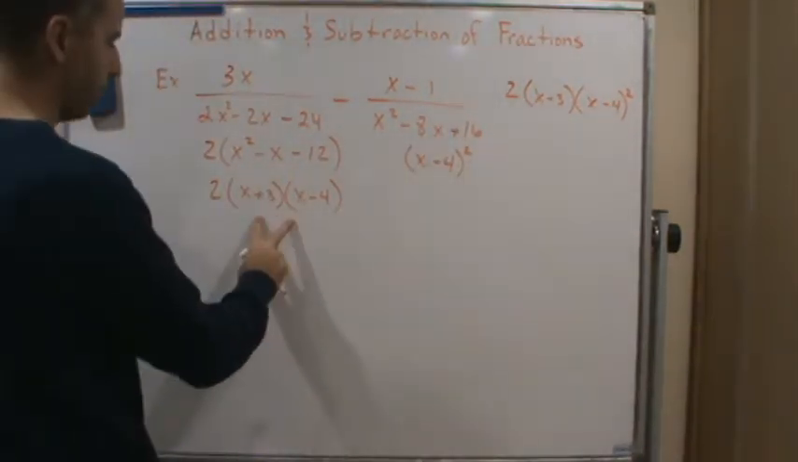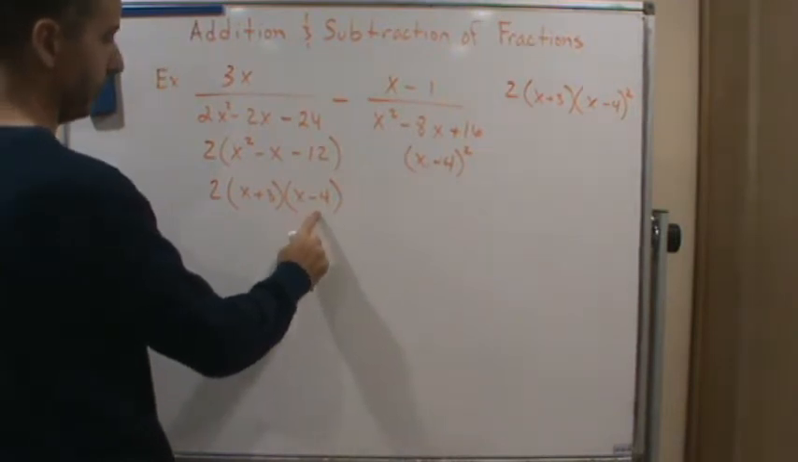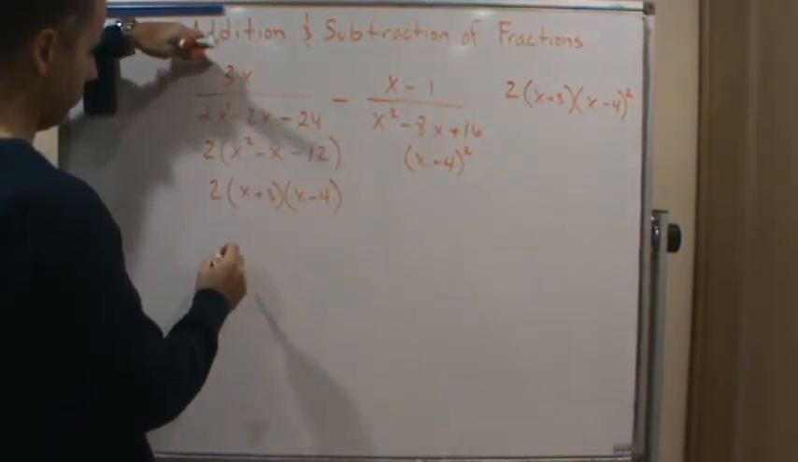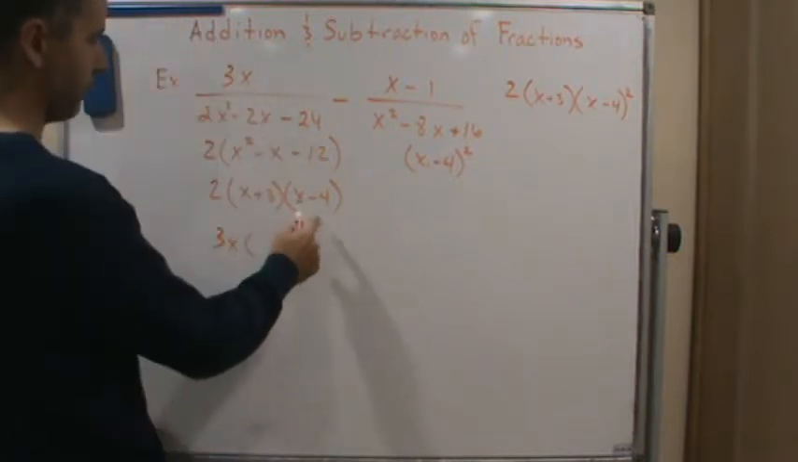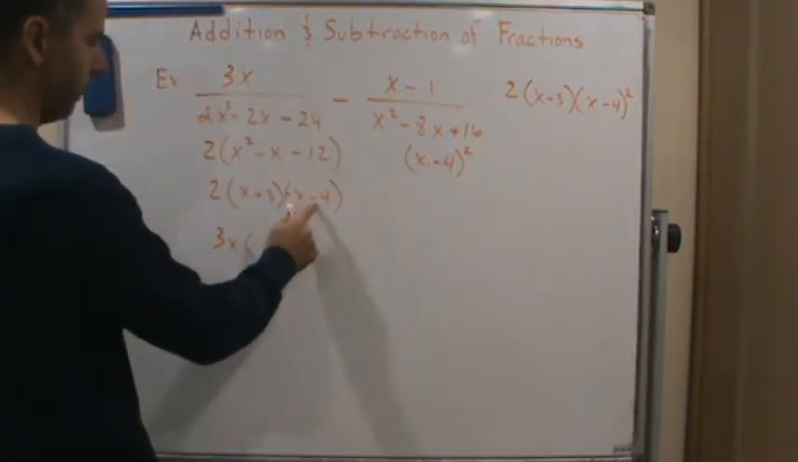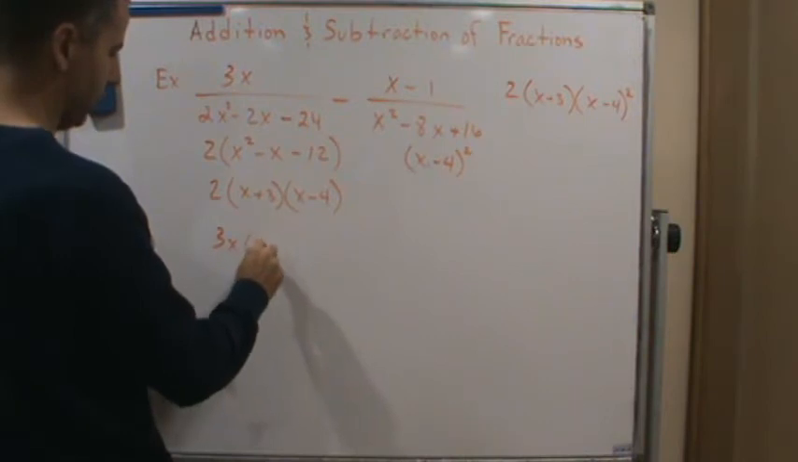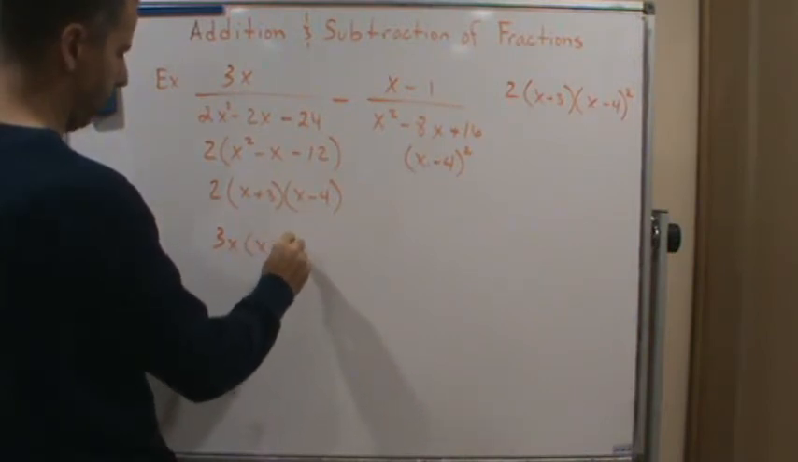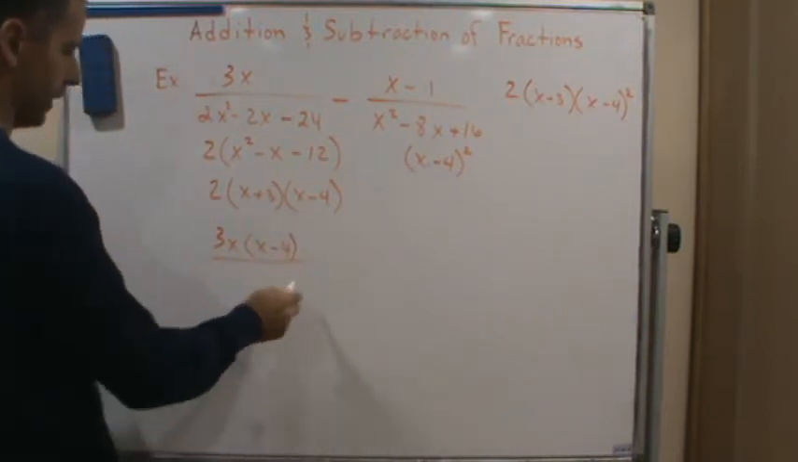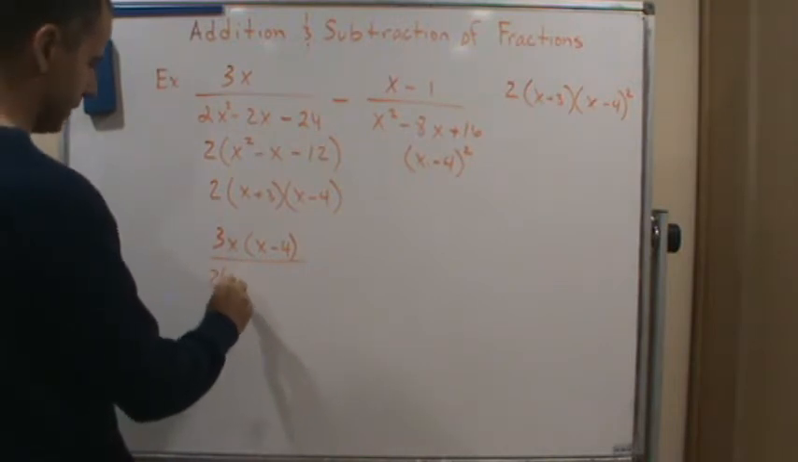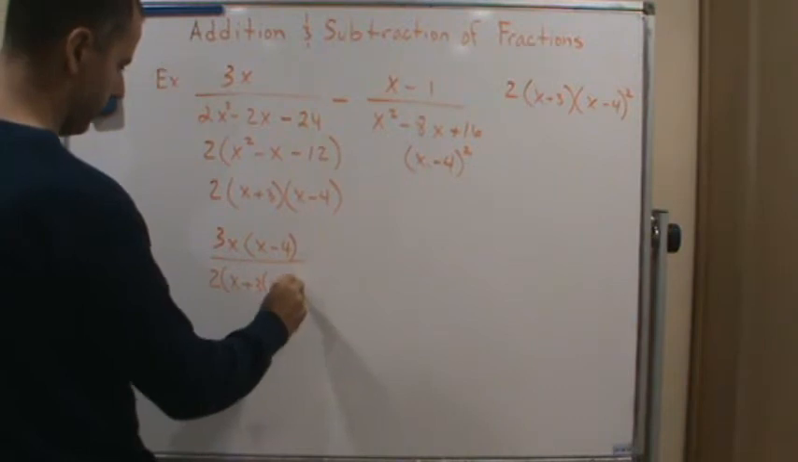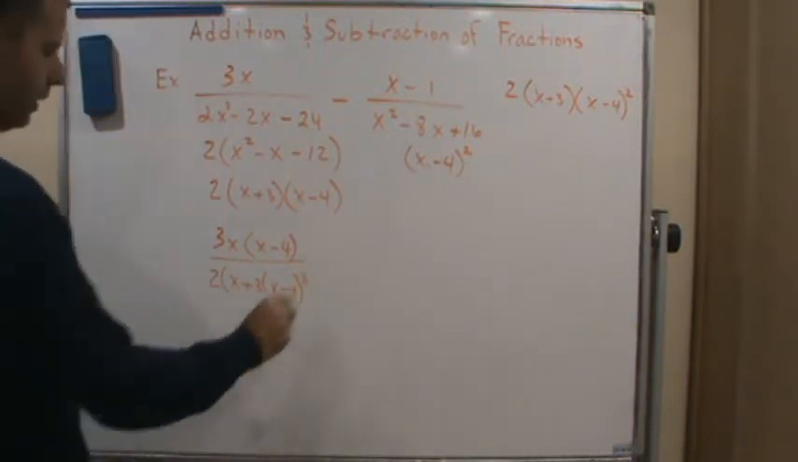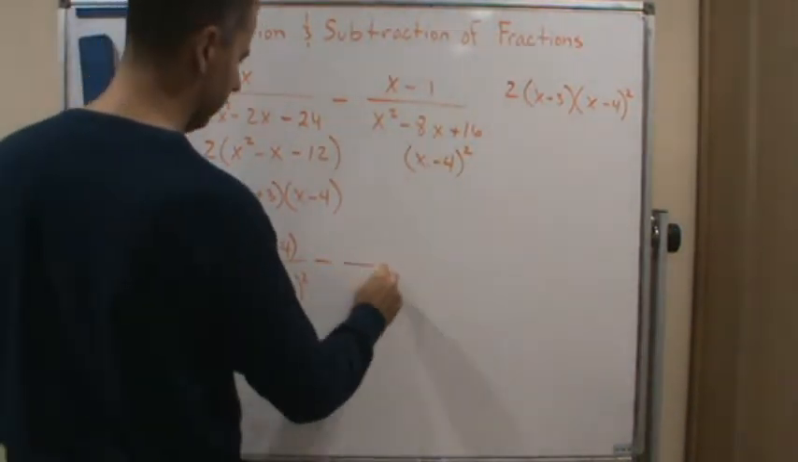Over here, we're missing what? We're missing one of these. So I'm going to rewrite this as 3x times, because now I have to multiply the top and the bottom by x minus 4. I'm going to multiply the top by x minus 4 and multiply the bottom by x minus 4, and I get this. And then I'm going to do minus.